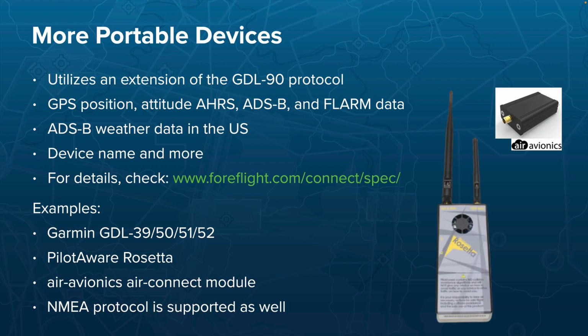ForeFlight Mobile uses an extension of the industry standard GDL90 data interface specification for third-party devices to transmit the GPS position, AHRS data, traffic data, weather data, and more to ForeFlight Mobile. ForeFlight does not test or provide support for devices that use the specification. If you experience problems with a device, please get in touch with the device manufacturer for assistance.